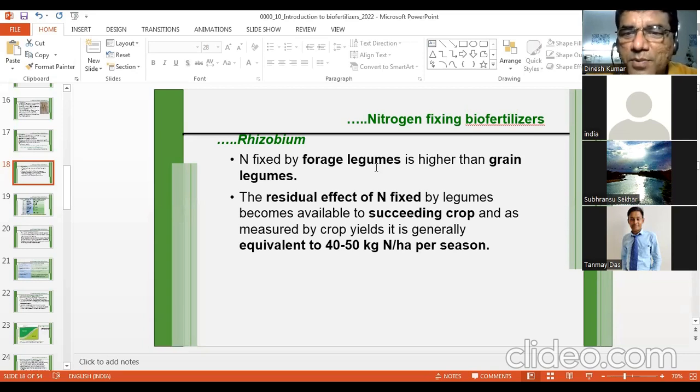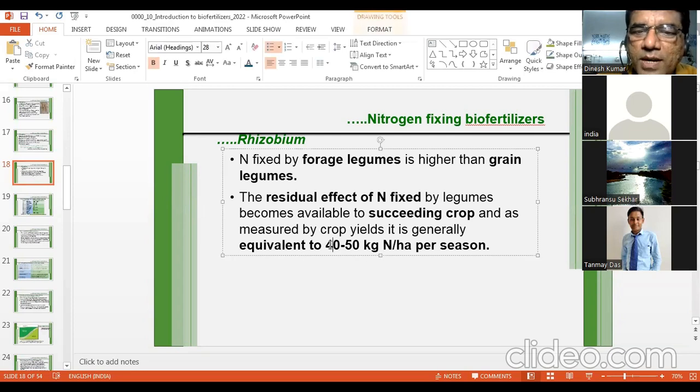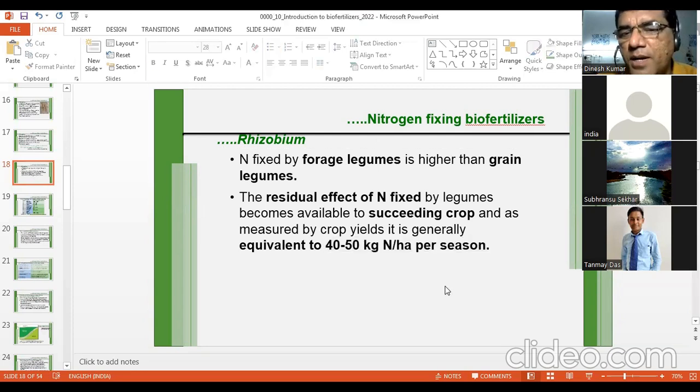The residual effect of nitrogen fixed by legumes becomes available to the succeeding crop, and as measured by crop yields, it is generally equivalent to 40 to 50 kg nitrogen per hectare per season. So on an average, they can leave about 40 to 50 kg nitrogen per hectare per season for the next crop.